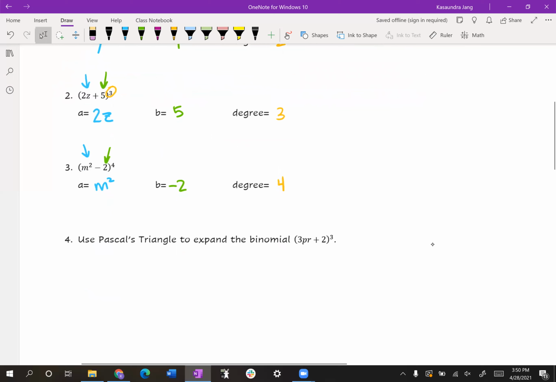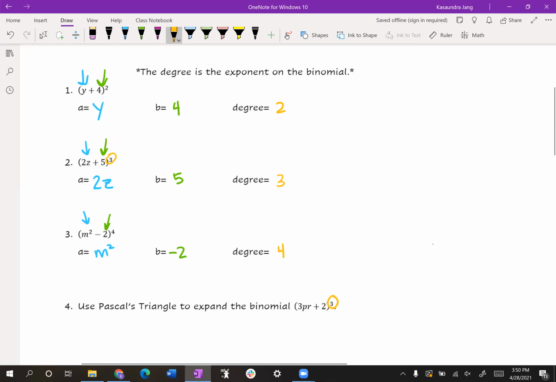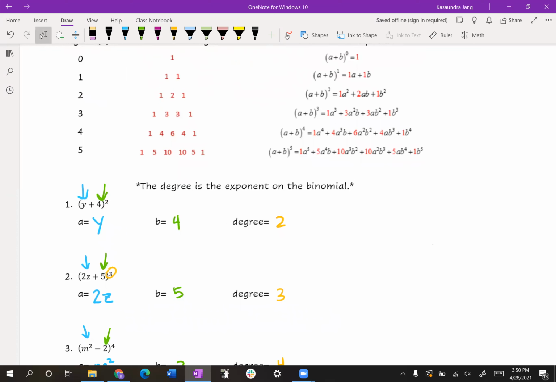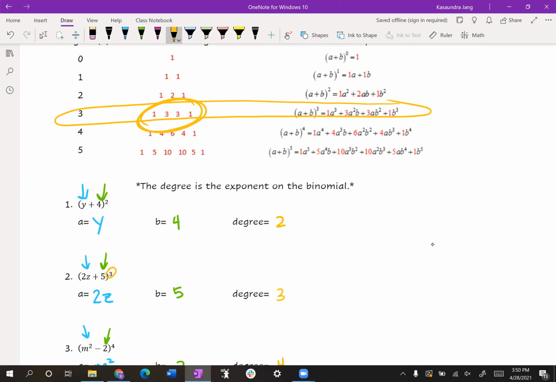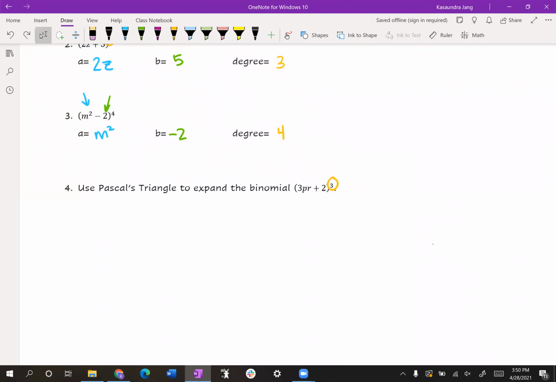All right, so now it says use Pascal's triangle to expand the binomial. This one has a degree 3. So I'm going to go up to Pascal's triangle here. I'm going to use this guy with a degree 3. So the coefficients are the ones I got from this Pascal's triangle, 1, 3, 3, 1. Those are all the coefficients. The A's and the B's, though, let's also look at those. So I'm going to use my coefficients of 1, 3, 3, 1.